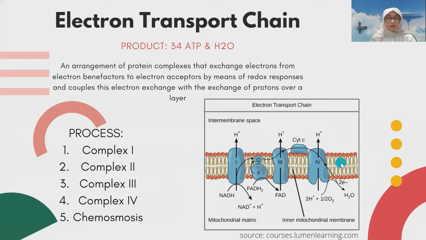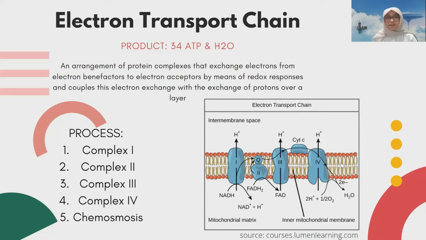The last step in respiration is the electron transport chain. The electron transport chain is an arrangement of protein complexes that transfer electrons from electron donors to electron acceptors by means of redox reactions, and couples this electron transfer with the transfer of protons across a membrane. The products yielded here are ATP and H2O.